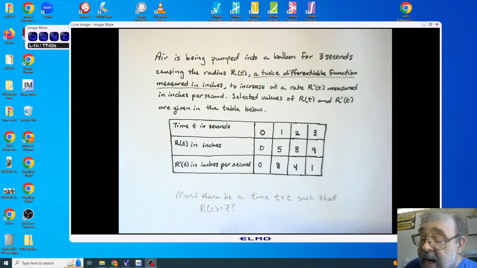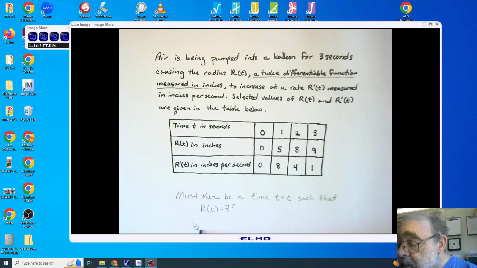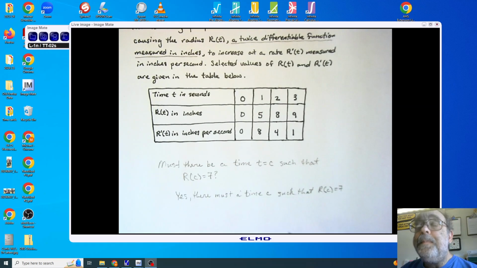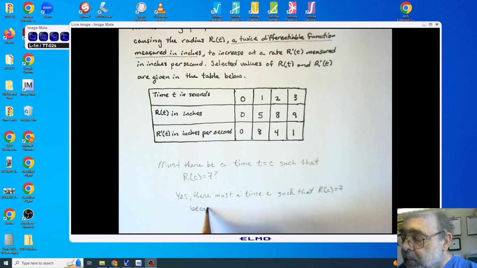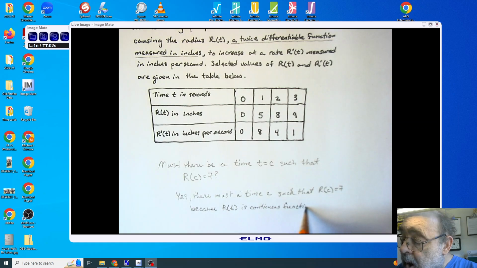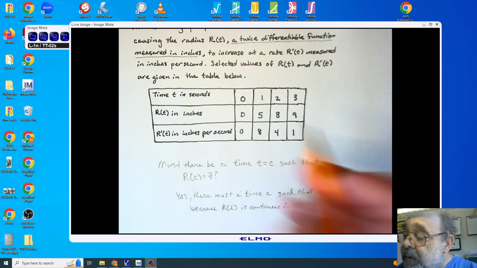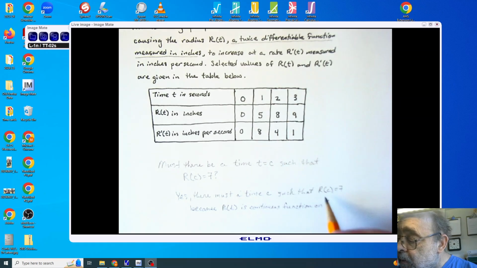As a result, I will now use the sentence frame: yes, there must be a time c such that r of c equals 7 because r of t is a continuous function on the closed interval 0 to 3. Notice I use time. 0 to 3 is my interval.